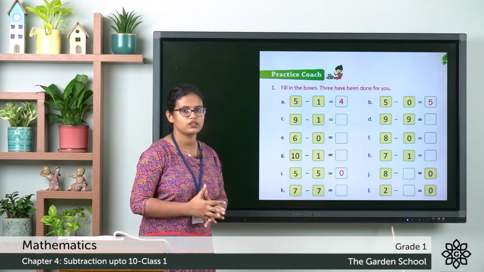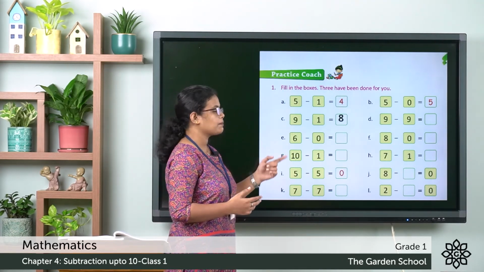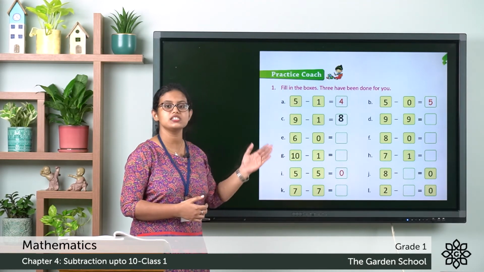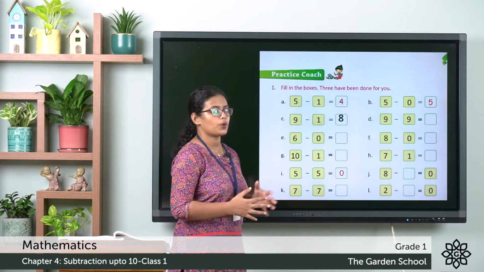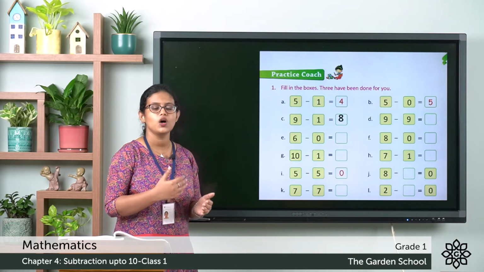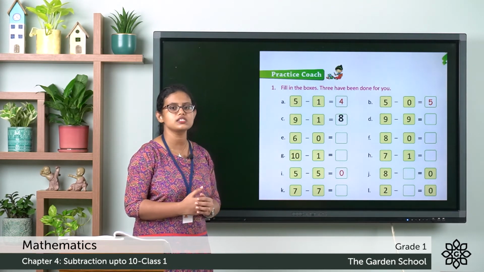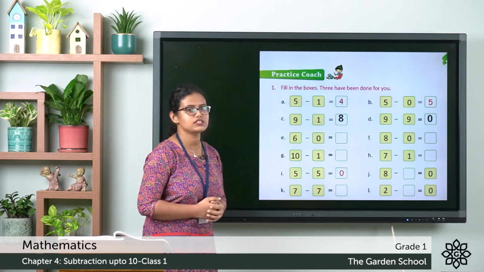9 minus 1. So what is the answer? It is 8. The number just before 9, it is 8. The next one, 9 minus 9. Subtracting the same number. When you subtract the same number, what answer do you get? The answer is 0. So what is 9 minus 9?